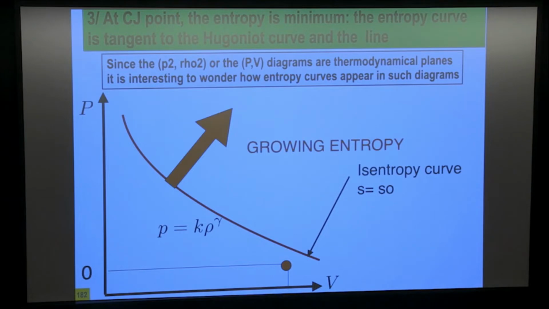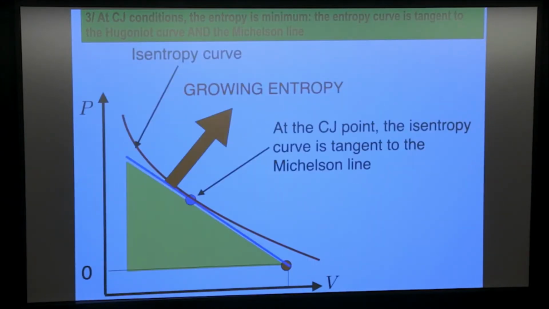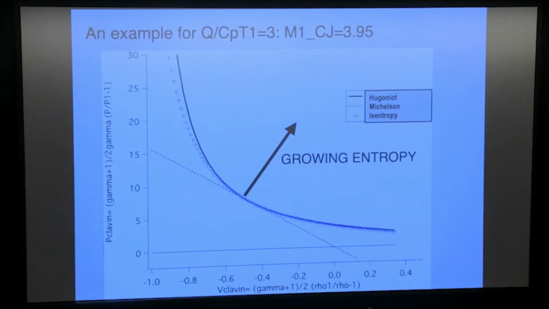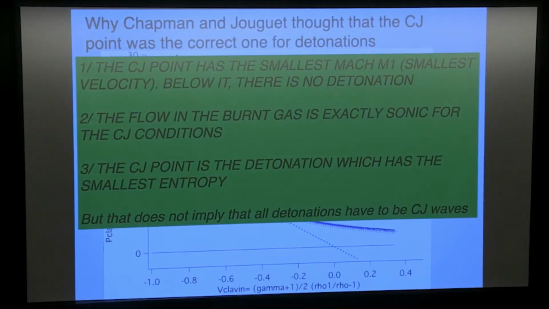And by just manipulating the isentropy definition, you can prove that the isentropic line is actually also tangent to the Michelson line. It's here. So in other words, this is the Michelson line, this is the isentropic curve, and you see that they are both here. In other words, this point also has the minimum entropy. So this is why many detonations will actually be found at the CJ state. This is the reason why Chapman and Jouguet proposed that this should be the point which controls detonations.